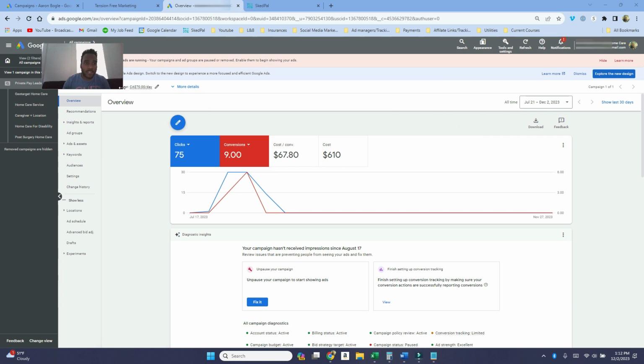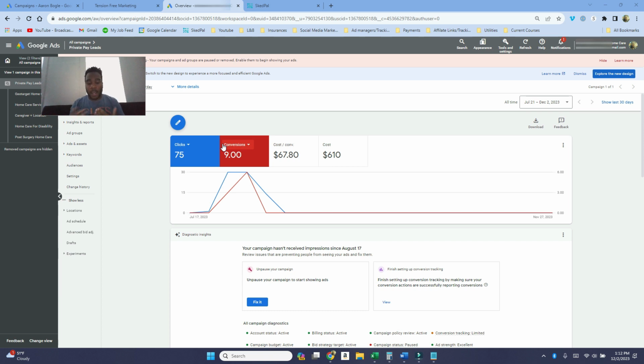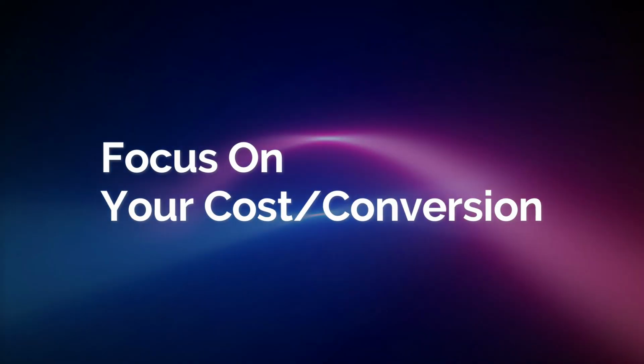This is an account that has a good amount of data that I could show you guys pretty much how I optimize my keywords. So I like to get a big overview of the clicks, conversions, cost per conversion, the total cost. The main thing you should be concerned about is your cost per conversion.